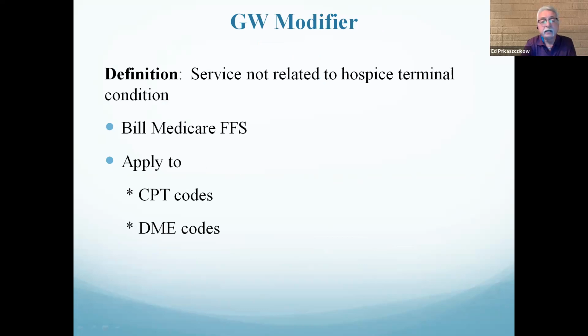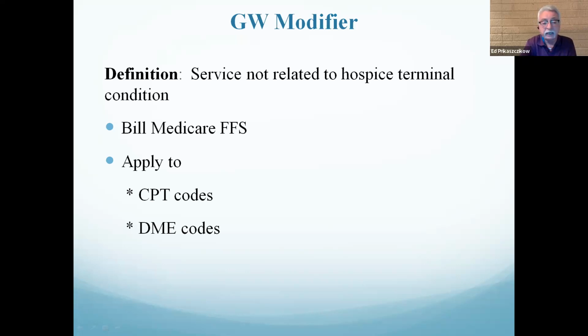Okay, the GW modifier: if you see someone in a hospice and you perform a procedure that's not related to the terminal condition, you can bill for that, but you use the GW modifier. In fact, I just got asked this question recently. Patient was on a Medicare Advantage plan. He went on hospice, and the office keeps billing the Medicare Advantage plan, and they're not getting paid. The reason is, when a patient on a Medicare Advantage plan goes on hospice, they revert back to fee-for-service Medicare. They go back to original Medicare during the time that they're on hospice.